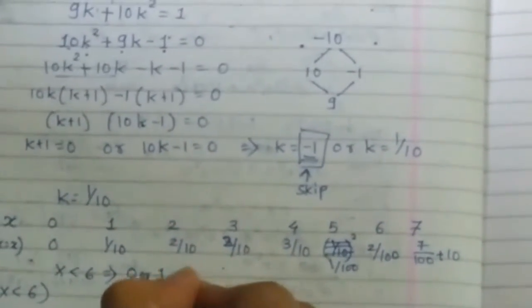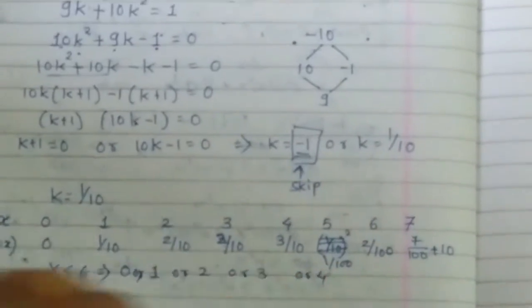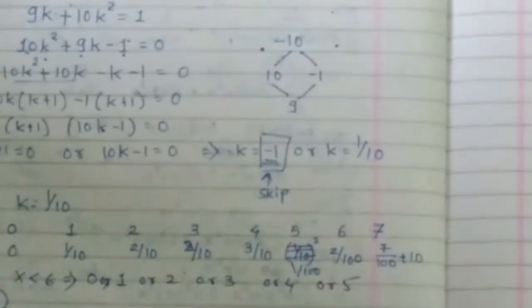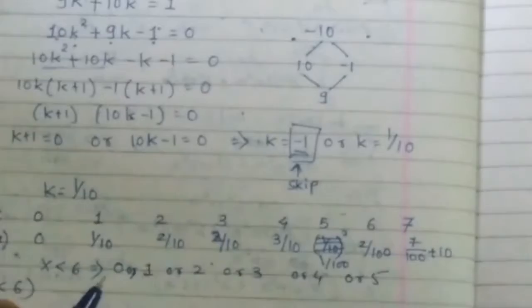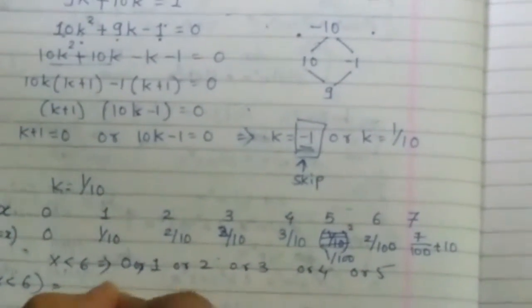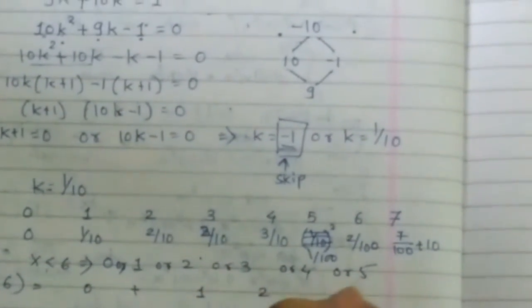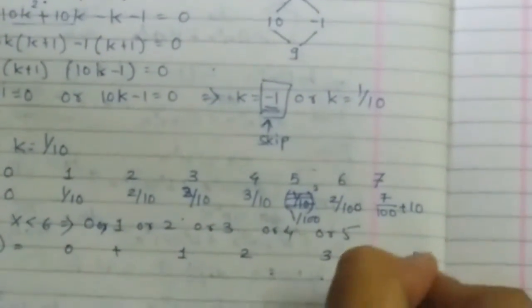or 2 or 3 or 4 or 5. So these are the possible values which are less than or equal to 6. As there is an "or" in between them, so we have 0, 1, 2, 3, 4 and 5.